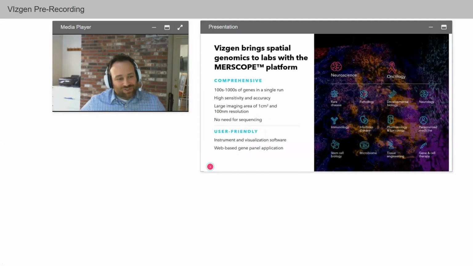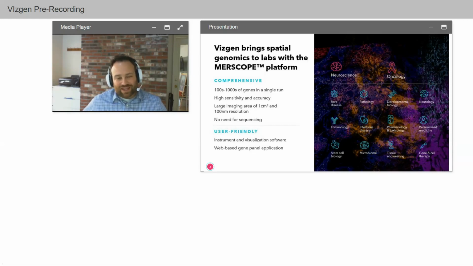And so in order for us to do that here at VizGen, we have developed the MERSCOPE platform. This is a comprehensive platform that allows users to run hundreds to thousands of genes in a single run. We can detect transcripts from all of those genes. It's highly sensitive and accurate. We boast a large imaging area of 1 square centimeter and a resolution of 100 nanometers. And so what this gives you the ability to do is look at an entire tissue section, look at different regions, and then zoom into specific areas and look at how cells are interacting, what those cells are doing, and how they're functioning. There's no need for sequencing with our system as it is based on our proprietary MERFISH technology, which I'll get into in a second.